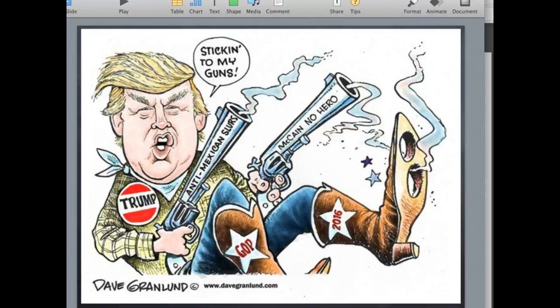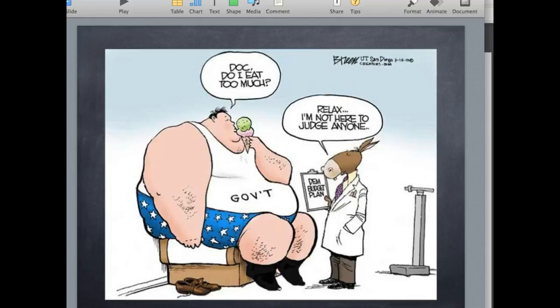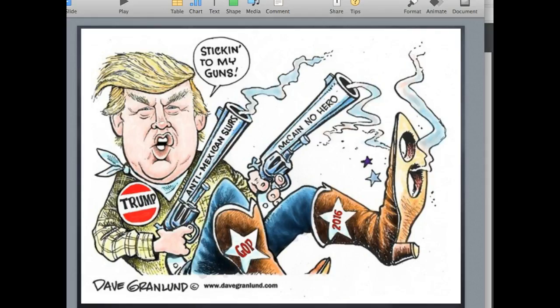So again, you're going to choose one of those cartoons, 1, 2, or 3, and tell me what you think the message of the cartoon is, and what objects and symbols you see in the cartoon that help you determine the message. And we will pick up with that on Friday.